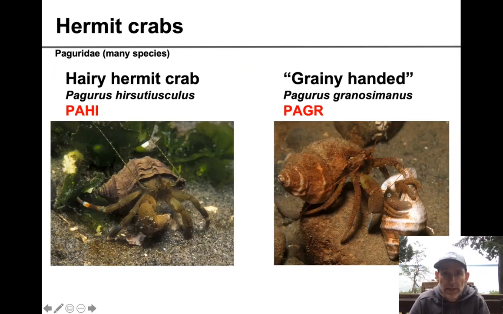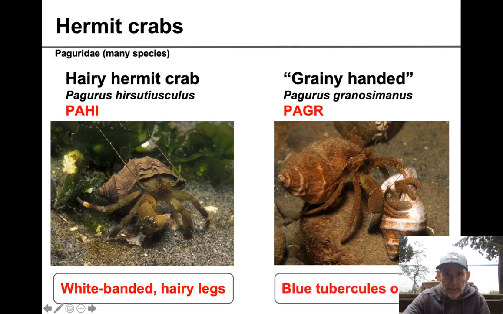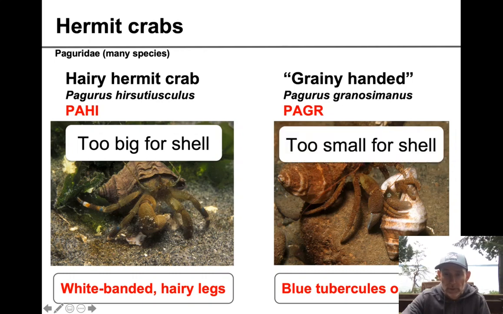So looking at these two side by side, what we see is that the hairy hermit crab has white banded hairy legs. The grainy-handed hermit has blue tubercles on those legs and claws. The hairy hermit crab occupies a shell which is often too big for it, whereas the grainy-handed hermit is oftentimes too small for its shell. That oftentimes can help you identify these two hermit crabs.